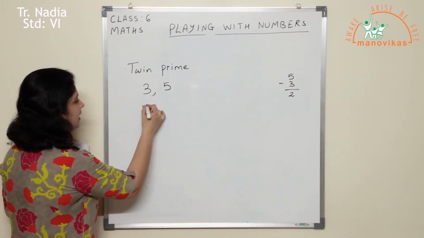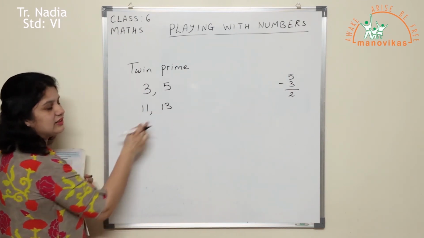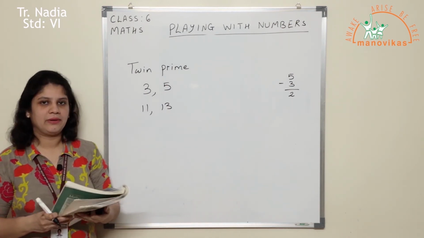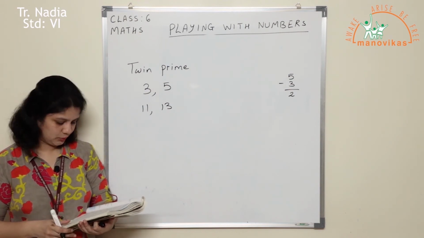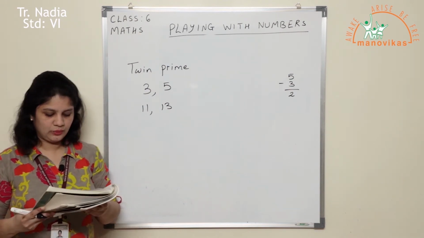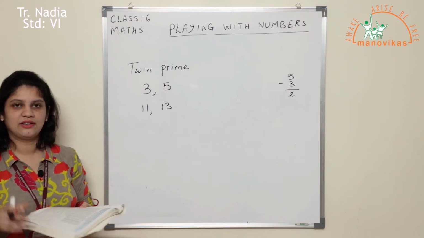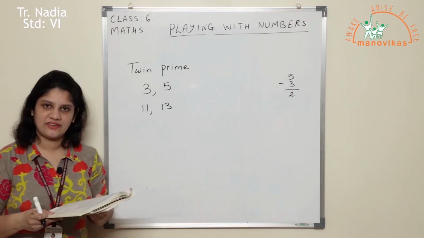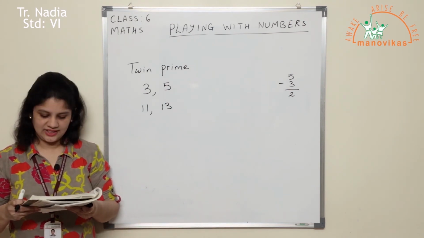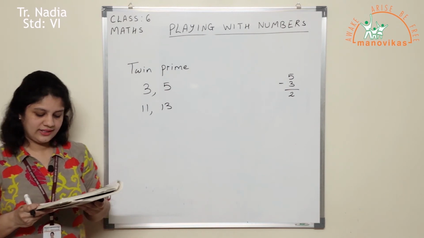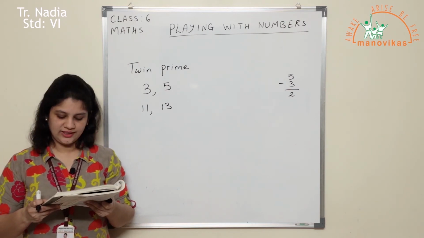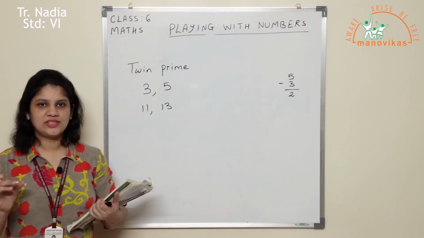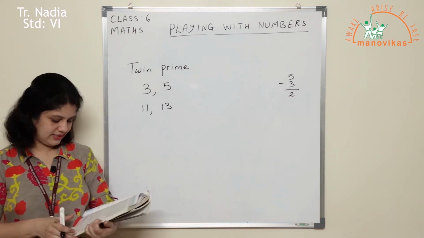Another example could be 11 and 13. If I subtract the 2, the difference is 2. Okay. So, twin primes are 2 prime numbers, the difference of which is 2. Like this we have many twin primes in the sieve of Eratosthenes from numbers from 1 to 100. 3 and 5 are twin primes, 5 and 7 are twin primes, 11 and 13, 17 and 19, 29 and 31, 41 and 43, 59 and 61, 71 and 73. So these are the few sets of twin prime numbers.